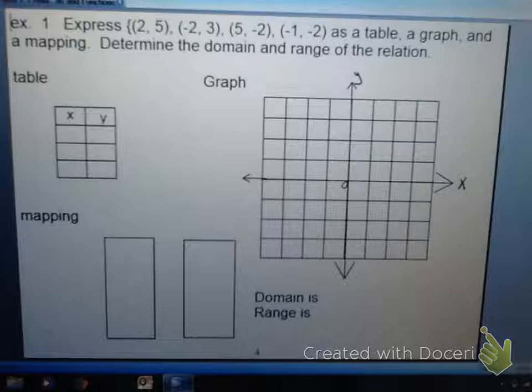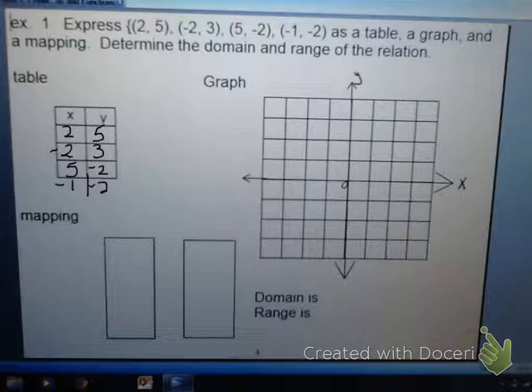Example 2: express {(2, 5), (-2, 3), (5, -2), (-1, -2)} as a table, graph, and a mapping. Determine the domain and range of the relation. So if we were going to do a table, your x is 2, your y is 5. Your x is -2, your y is 3. Your x is 5, your y is -2, and your x is -1, your y is -2.